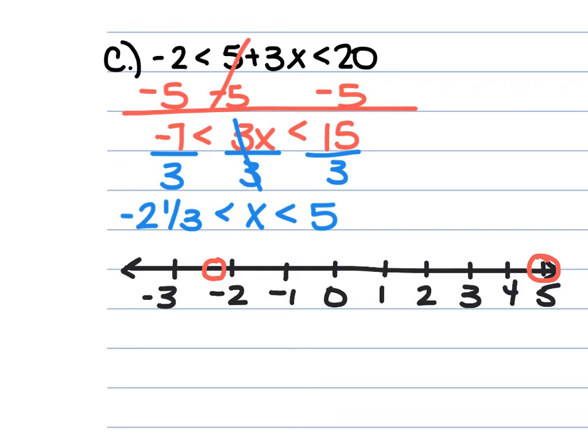Look at the way this says. It says x is greater than negative 2 and 1/3. Your line's going to go to the right. x is less than 5. Your line's going to go to the left. Are they going to connect? Yes. So it's just the line between the two circles.